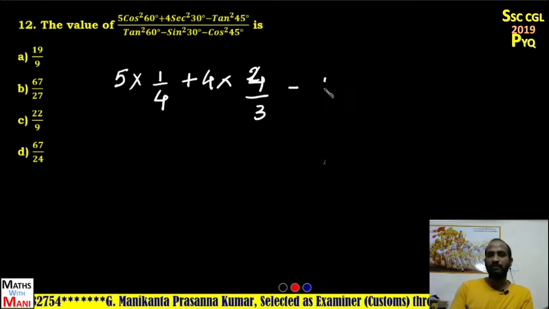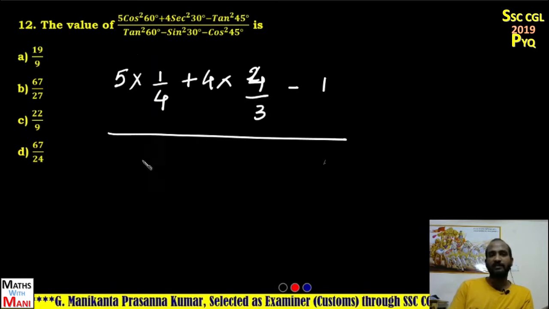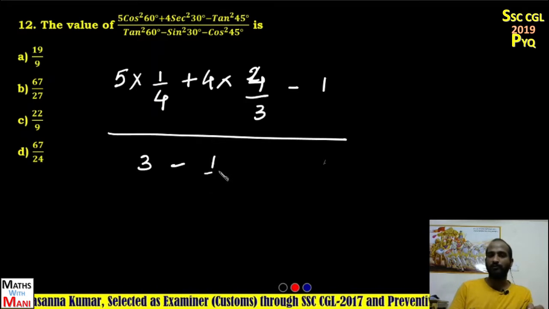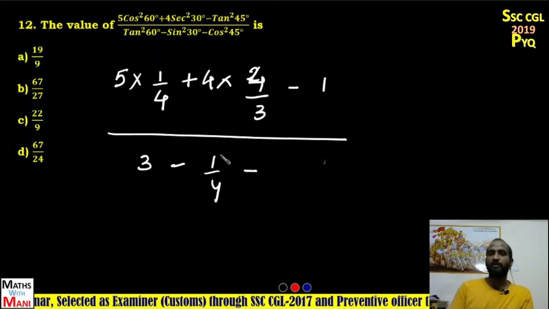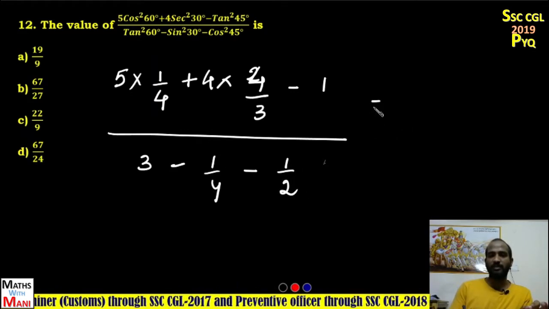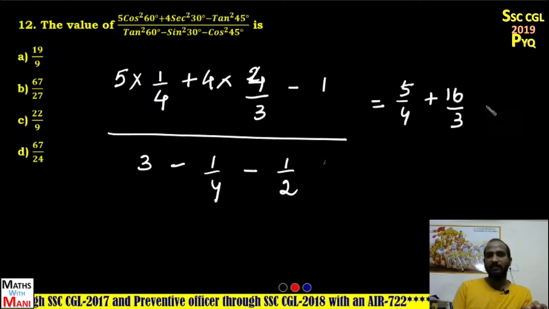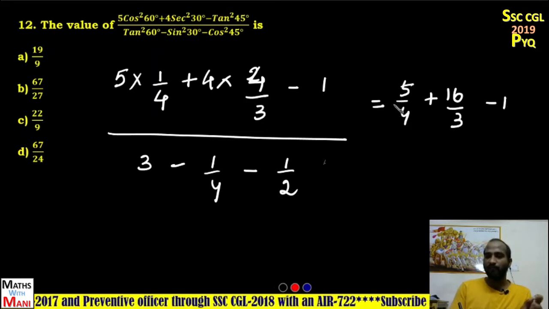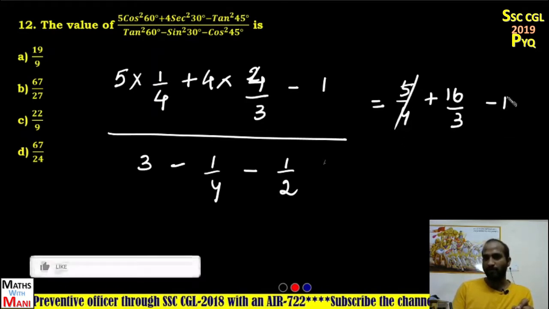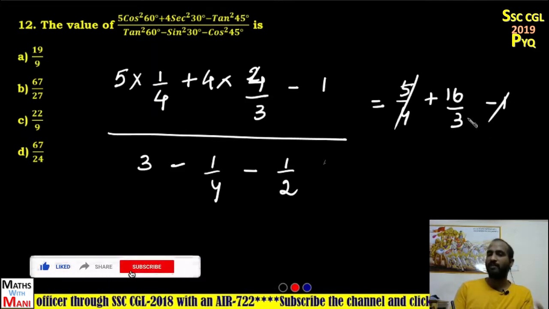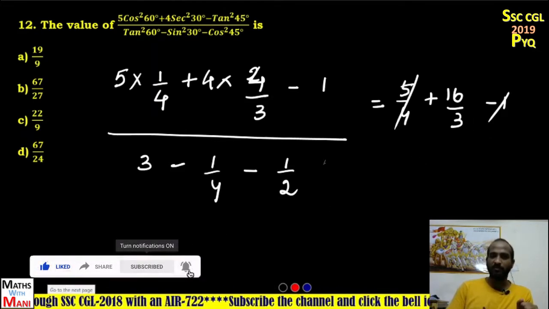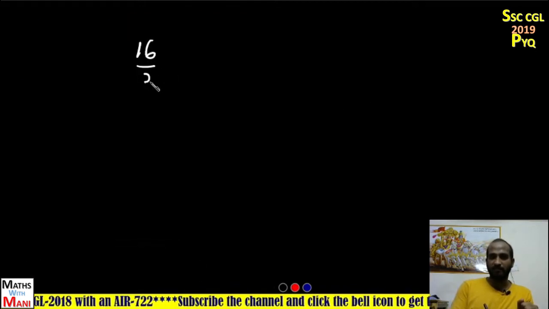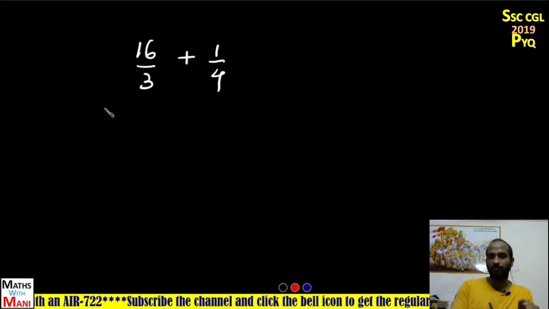Minus tan 45, which is 1, square means 1. By tan square 60, tan 60 is root 3, whole square is 3. Minus sin 30, that is 1 by 2, whole square 1 by 4. Minus cos square 45, 1 by root 2 whole square means 1 by 2. So now tell me, what about the numerator? 5 by 4 plus 4 into 4 by 3, that is 16 by 3, minus 1. Out of 5 by 4, if I subtract 1, then what is the remaining value? 1 by 4. So what about the numerator? Already 16 by 3 is there, plus 5 by 4 minus 1, which is 1 by 4.